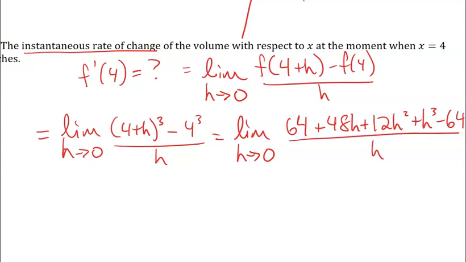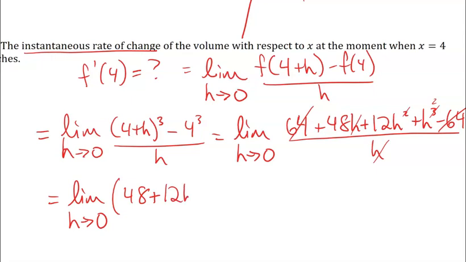Once again, everything that does not have an h should cancel, which 64 minus 64 does. So I'm left with 48h plus 12h squared plus h cubed all over h. I can factor an h out of that whole numerator, cancel it with the h in the denominator, and I'm left with the limit as h approaches 0. I'm left with 48 plus 12h plus h squared, all of that over 1. Now when I evaluate the limit, I plug 0 in for h, and I get 48 plus 0, which is 48. And that is our derivative, or instantaneous rate of change.